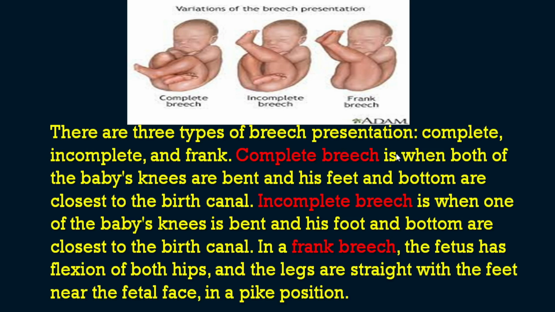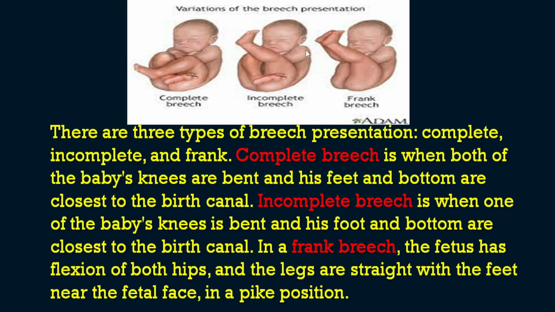In the complete breech, both of the baby's knees are bent and his feet and bottom are closest to the birth canal. Here the feet and the bottom are close to the birth canal. So that is a complete breech. But in the incomplete breech, one of the baby's knees is bent, and the bottom and the foot of the baby are closest to the birth canal.